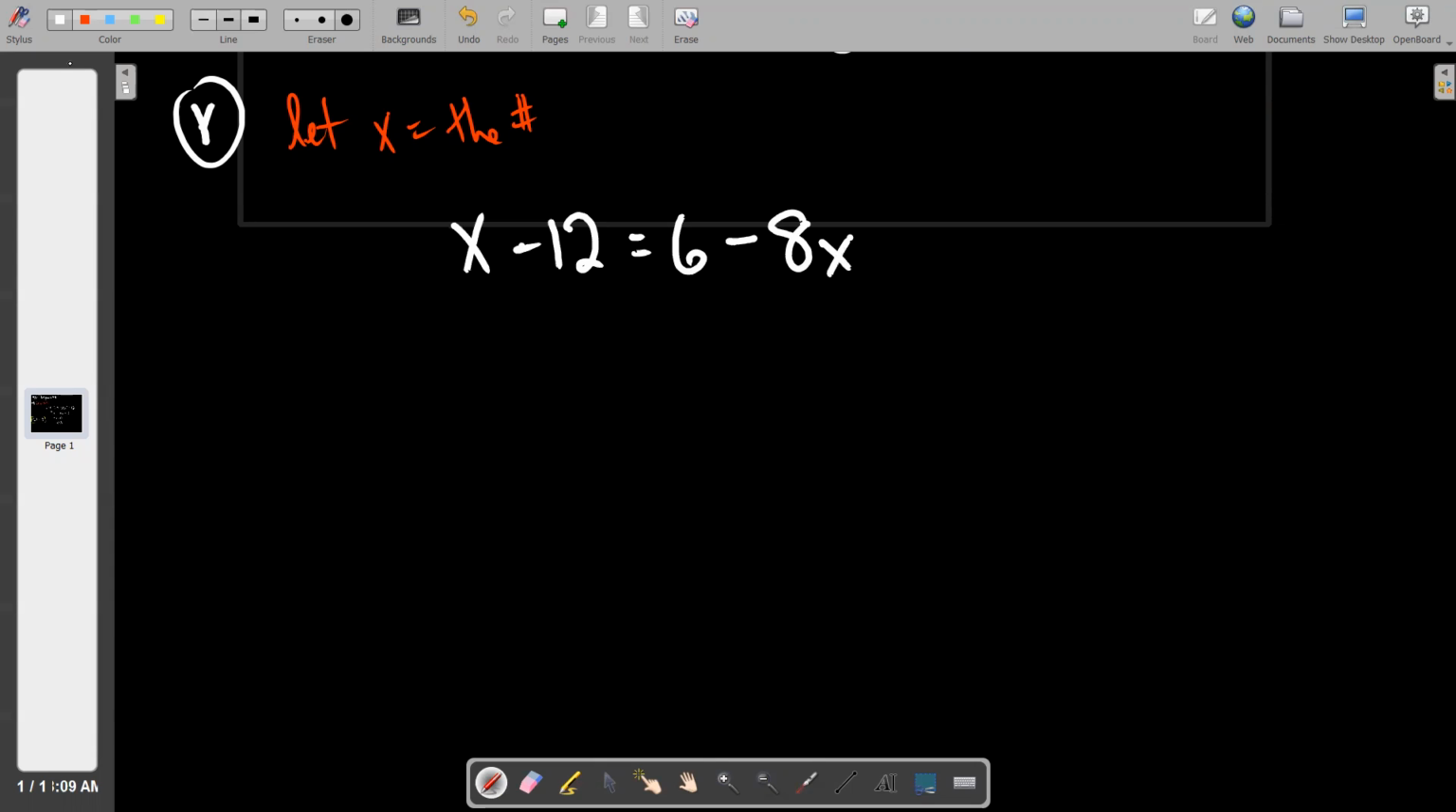And then from here, the steps that I personally do, I would add the 8x across to the left. And since I already have 1x, when I add my 8x across, I would now have 9x. And then by default, I would have to add the 12 back across to the east, giving me 6 plus 12. Oh, I don't think I did it like this. I think I added wrong. I added that wrong. Did you get -6?